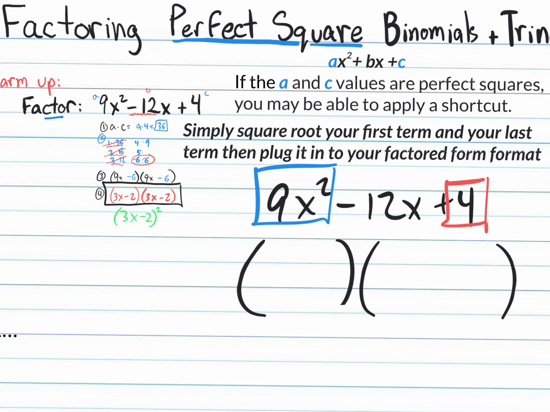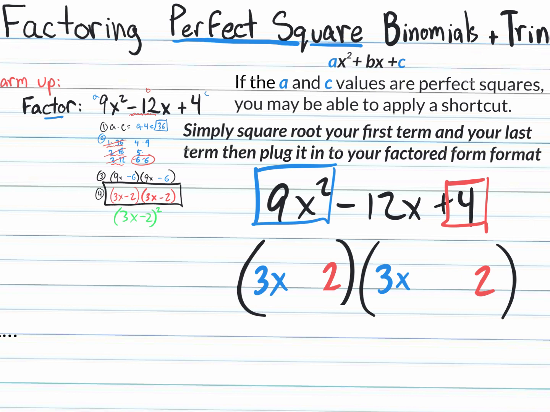So when you think about 9x squared, what is the square root of 9x squared? Well, the square root of 9 is 3, and the square root of x squared is just the regular x. So the square root of 9x squared is 3x. And you would write that as the first term in each of those binomials. You just write it twice. And then you think, what is the square root of positive 4? 2. So you put that answer 2 right there and right there.